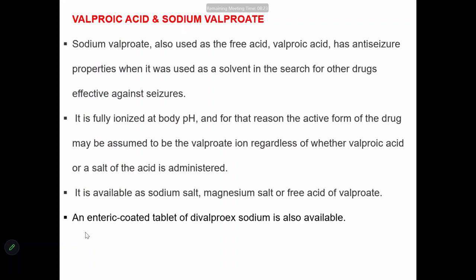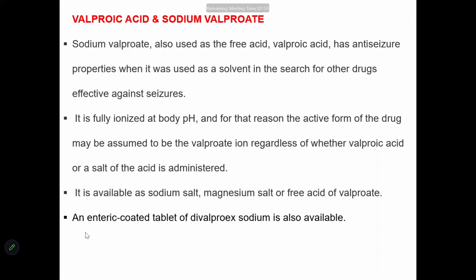Yes, valproic acid. The rest you can read on your own, please. Valproic acid has gained a lot of prominence in the last few years for the simple reason that this is a drug that can be used for all types of seizures. It falls in the category of drugs called the pleiotropics.